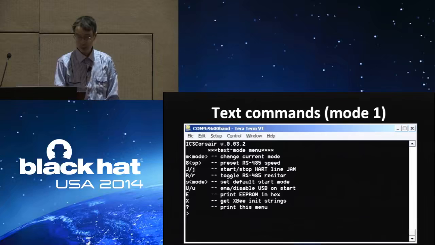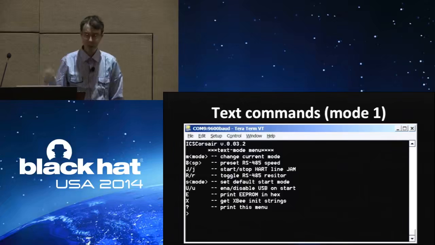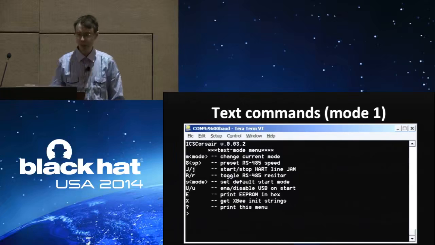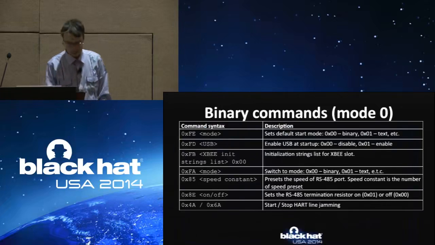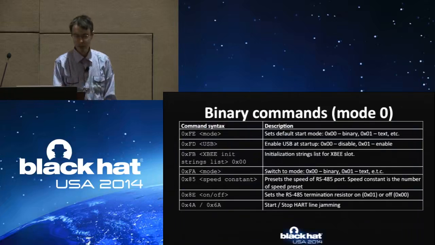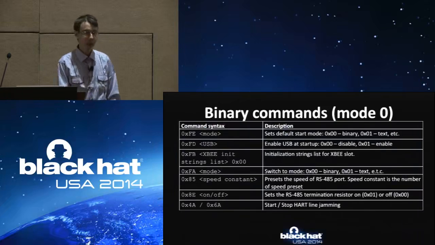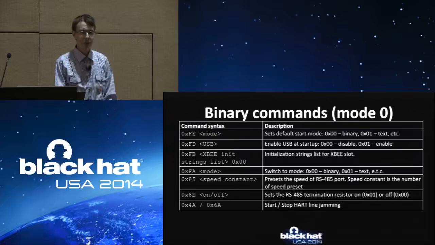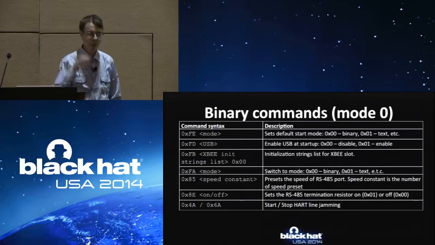And this is the text command mode of ICSCorsair. Using this menu, you can configure internal peripherals of the board, change low-level protocol parameters, and switch to another mode. Of course, you can jam the line from here and do other magic things. The binary commands are duplicating text mode commands, but you can use them for more comfortable work with scripts, for example, when you're writing a Metasploit module for the board.